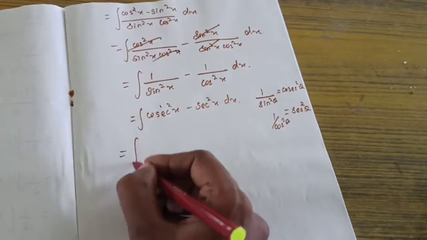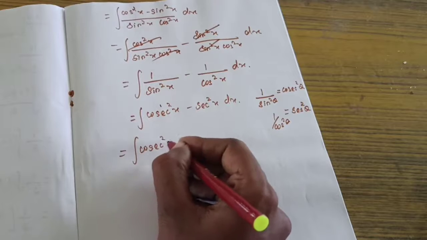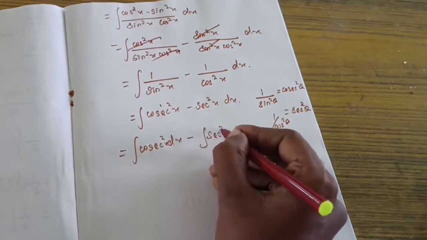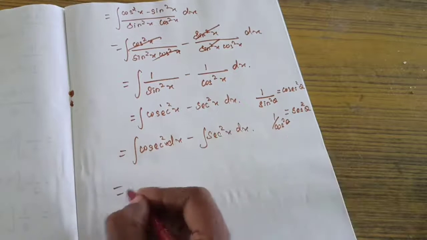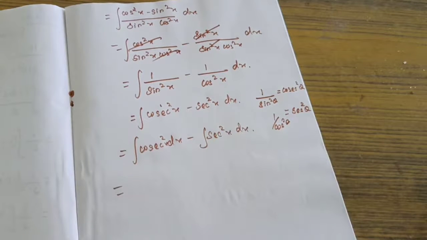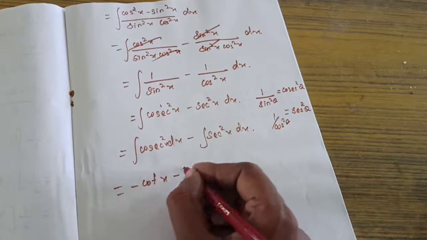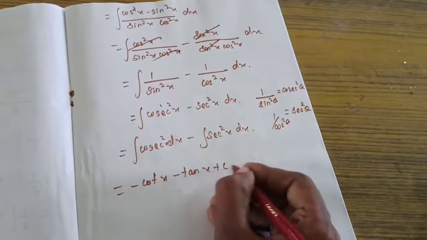Now split it. So integration of cosecant square x dx minus integration of secant square x dx. What's the integration of cosecant square x dx? In type 4 I gave the formulas for you. What's the formula we'll use for cosecant square x? Minus cot x. So minus cot x minus tan x plus c.